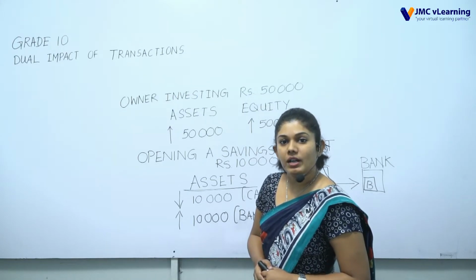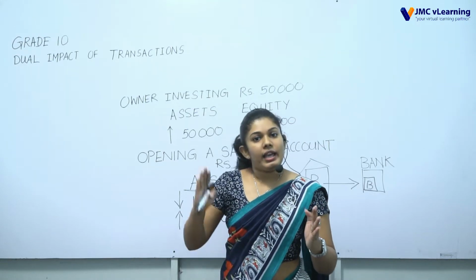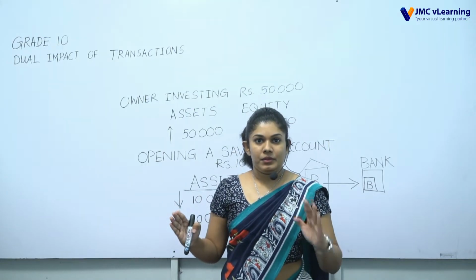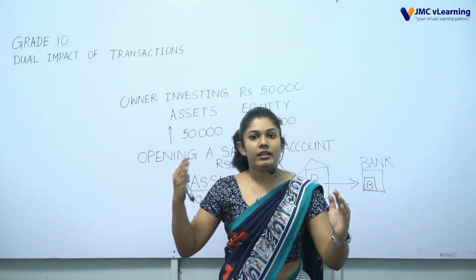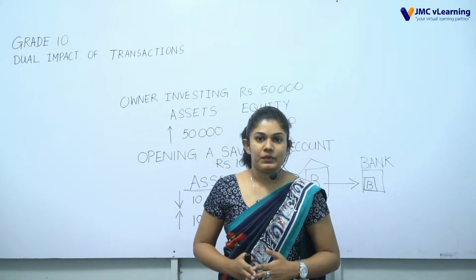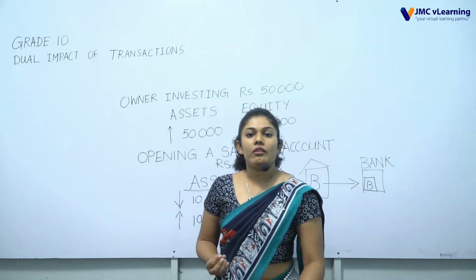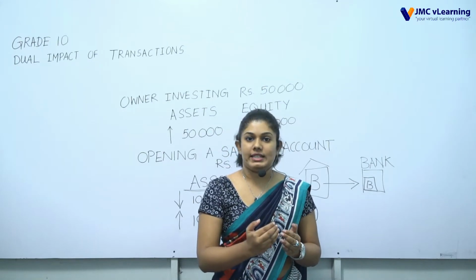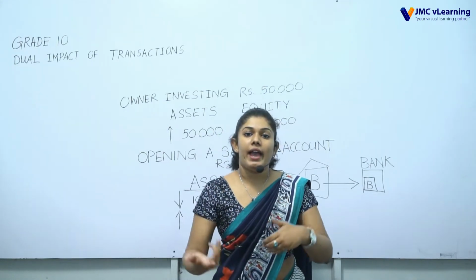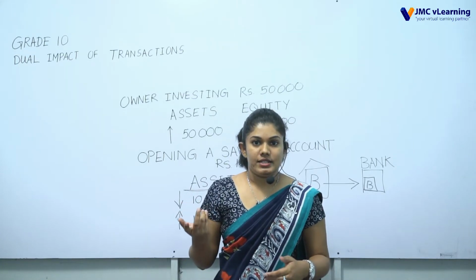Cash sales, what happens? Cash increasing, income increasing. Two effects. Cash increasing and income increasing. Obtaining a bank loan. When you are obtaining a bank loan, what happens? Your cash balance or bank balance increases. On the other hand, liability balance also increases.